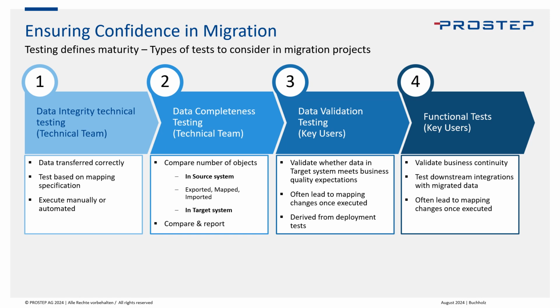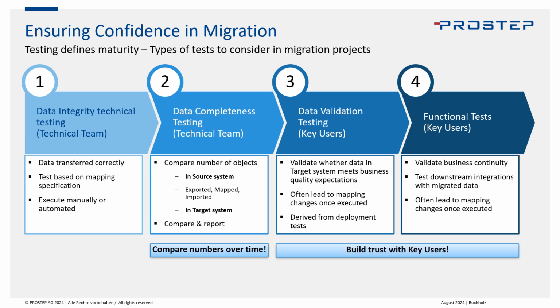The second test is data completeness. This is also a test which is run by the technical team and also reported, of course, to the key users. You really want to take the numbers, what did you export, what did you import, and compare the numbers in between to make sure that all of the data that you expected came through the migration pipeline. And also compare that to runs that you have done previously to find out whether there are gaps. This will ensure that you can compare these numbers over time, right?